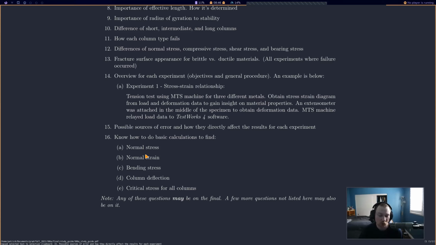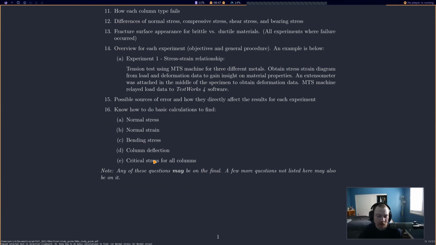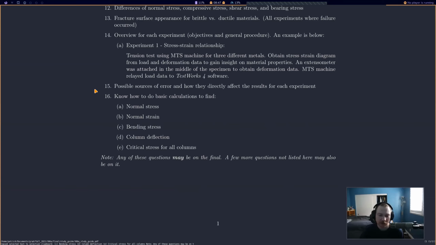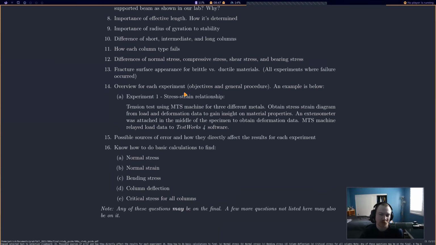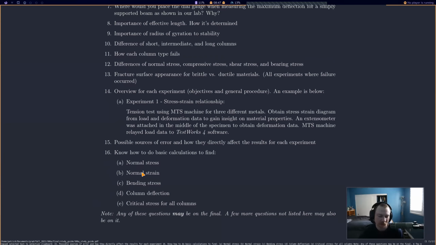So we have normal stress, normal strain, so basically lab 1 and 2. Bending stress, lab 3. Column deflection, and critical stress for every type of column, so short, intermediate, and long. That's lab 4. And again, for this question, it's calculation based. I might have 1 or 2 questions for that, because it's still important to know how to do these very basic calculations, but I don't want that to be the focus of the final. So that'll just be 1 or 2 questions on that.